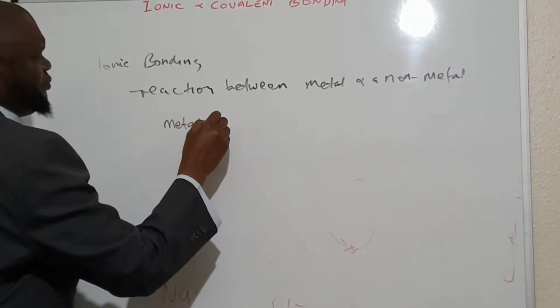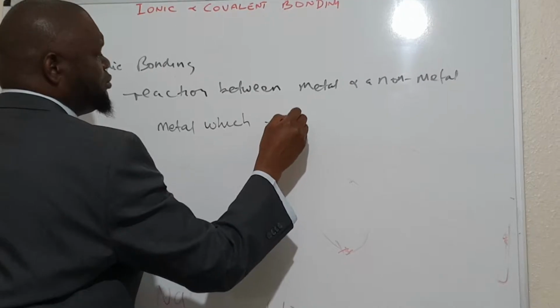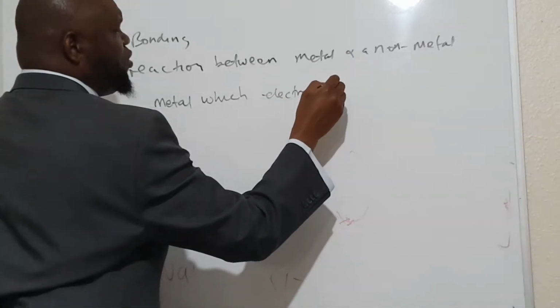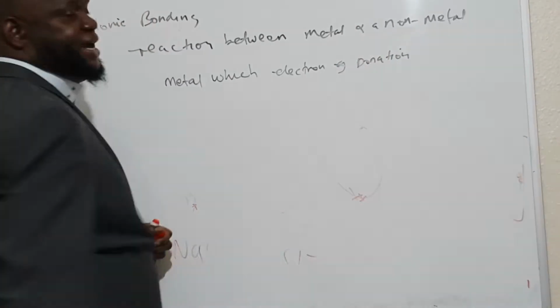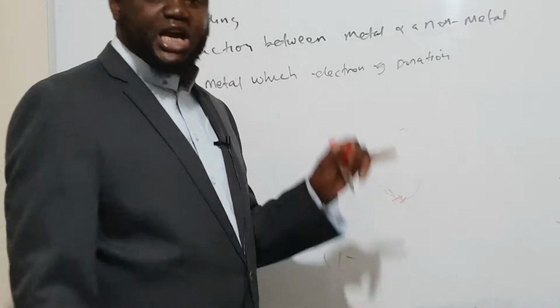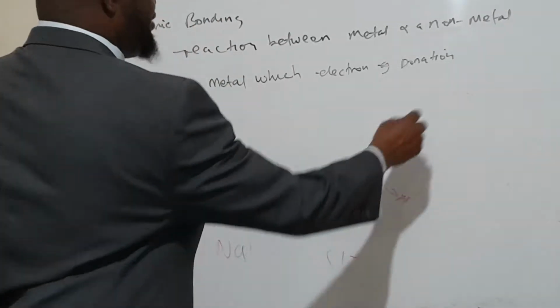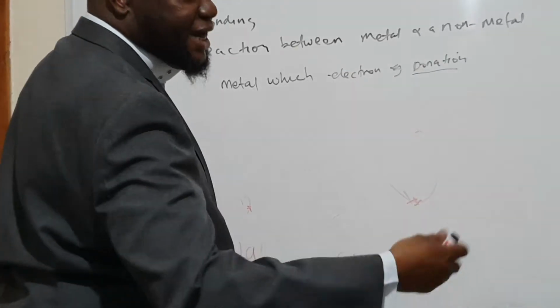which is an electron giver or donator. So we can say that ionic bonding involves donation of electrons, as opposed to covalent bonding, which is sharing of electrons. That's the main difference. Donation and sharing is the main difference between a covalent bonding and an ionic bonding.